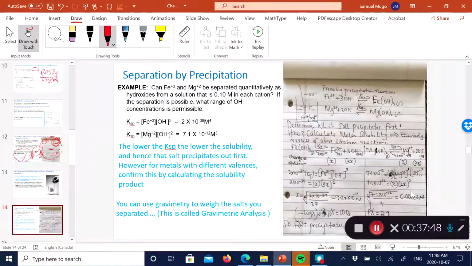On the other hand, I do the same thing. You can see that the expression is balanced, the reaction is balanced.